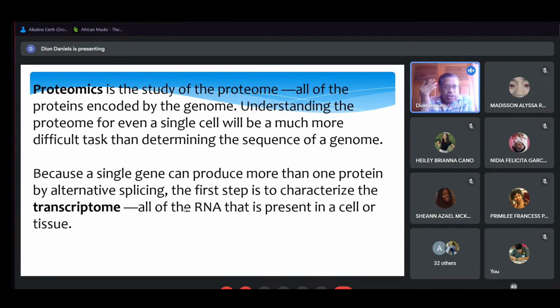Because a single gene can produce more than one protein by alternative splicing. The first step is to characterize the transcriptome, and the transcriptome is all of the RNA that is present in a cell or tissue. When you study all the messenger RNA that are produced from transcription, that is called the transcriptome. So the transcriptome consists of all the messenger RNA produced, okay?